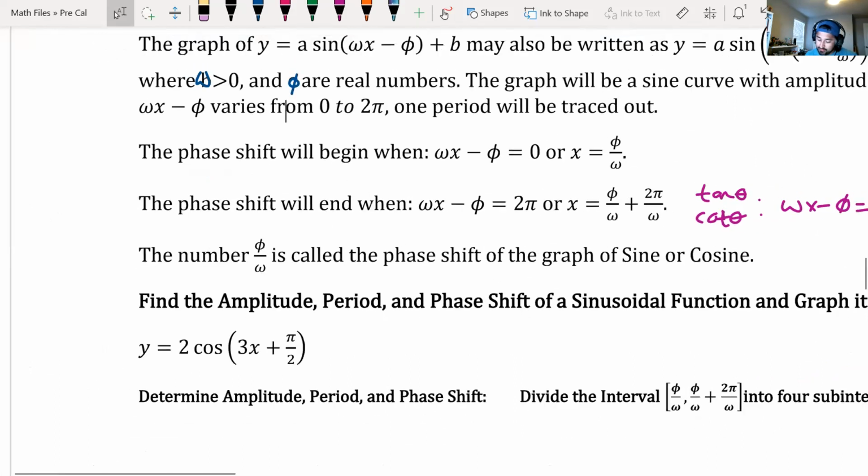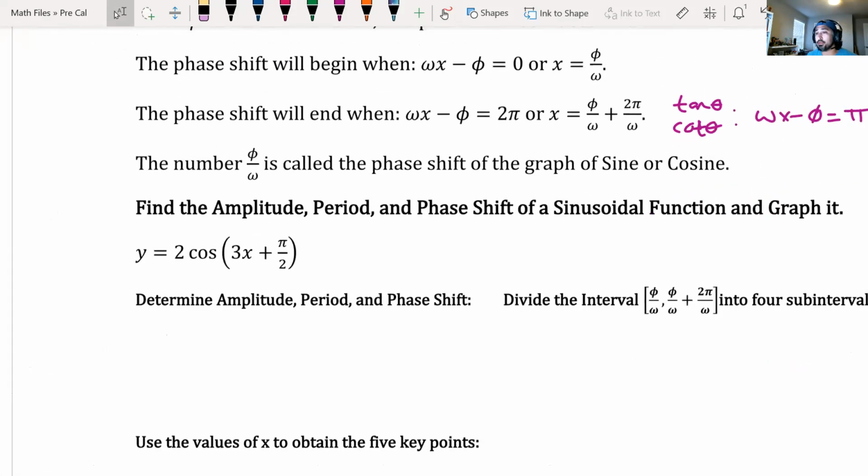Okay, let's do this by key points. So we have y equals 2 cosine 3x plus 2. And when you do key points, we don't have to factor anything out. Life is good, but we have a long process in front of us. So what is the amplitude of this function?